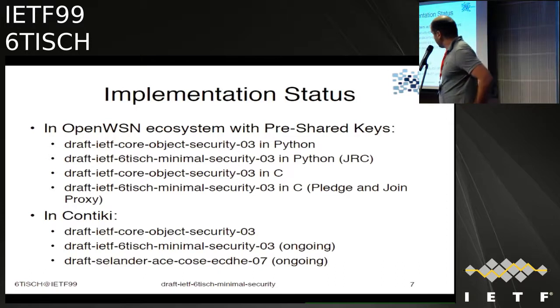So let me come back to the implementation status. In the OpenWSN ecosystem, we implemented the minimal security with pre-shared keys, and we finished the implementations of OSCORE in Python and minimal security, the JRC part in Python, as well as the embedded part, OSCORE in C, and minimal security O3 in C, in what concerns pledge and the join proxy. And the draft is fully implemented apart from the asymmetric variant. There is also an independent implementation ongoing in Contiki that we try to test during the plug test. It is still incomplete, but it is ongoing, and it will soon be completed.